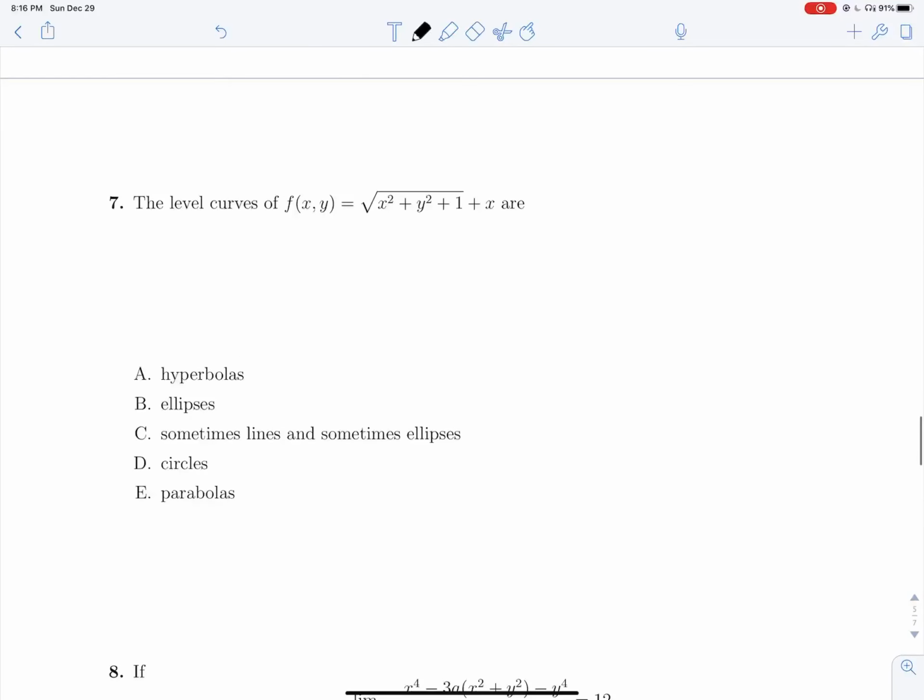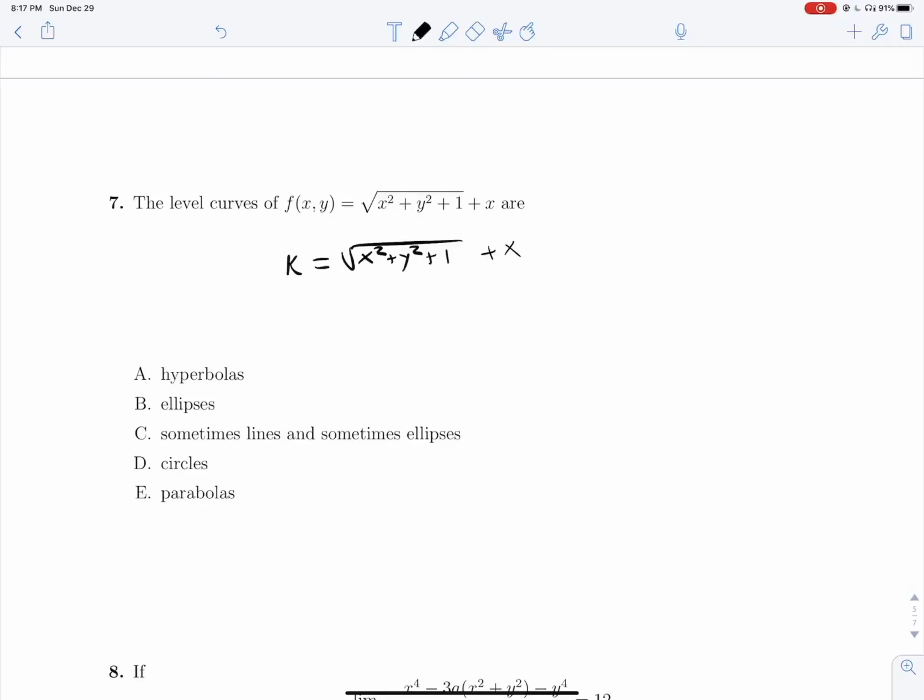Okay, the level curves of this function right here are what? So we know that when we're looking for level curves, we just set our f of x y equal to some value k, and we try to put this into a form that we will recognize. So k is equal to root x squared plus y squared plus 1 plus x.